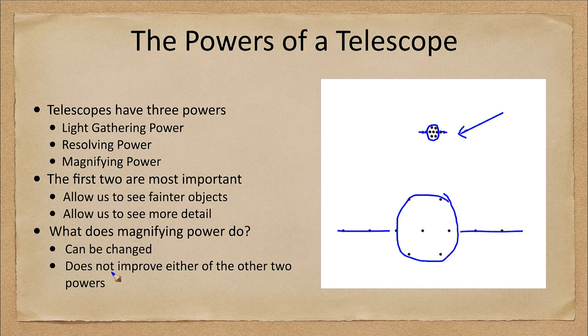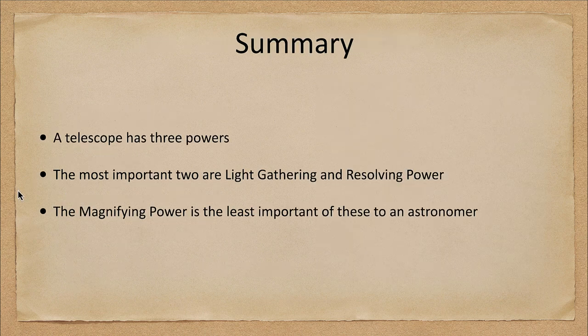So if you're looking for a telescope, you want to try to get the biggest telescope that you can reasonably afford, and that will work for your purposes. So it really depends on what you intend to do with the telescope. You want to be able to gather as much light as you can to see fainter objects and resolve to see fine detail.